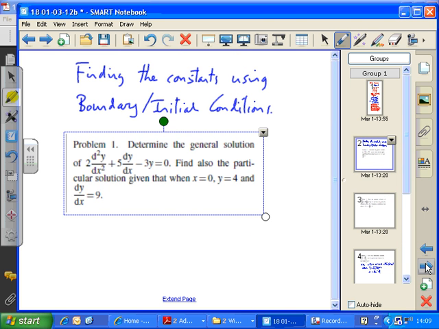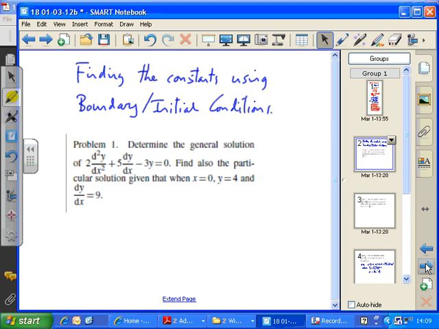So, next thing I want to do is to look at finding the values of these constants, a and b, in this complementary function, or the general solution to the homogeneous form, by putting in these boundary or initial conditions. If you look at this particular question, it says, determine the general solution of this quadratic equation. It's an ordinary differential equation, homogeneous because the right-hand side is 0, so it's exactly what we've been doing. And then find a particular solution, which is what they mean by finding the constants a and b, given some initial conditions: when x equals 0, y equals 4, and dy by dx equals 9.